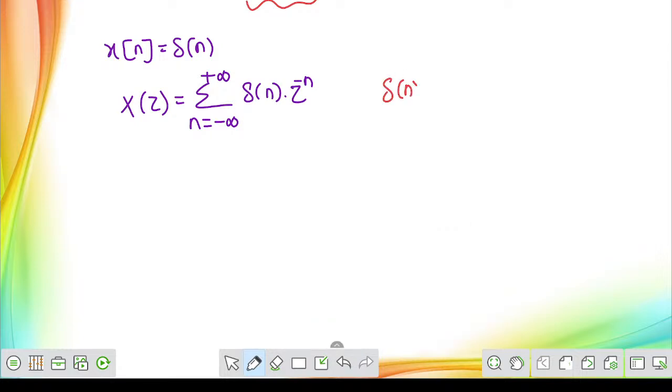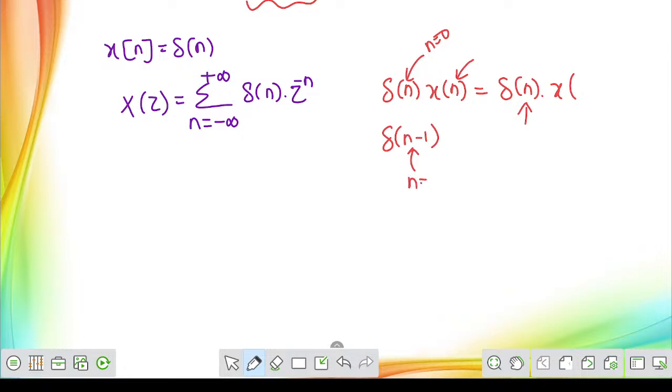If del of n is multiplied with x of n, then the resultant value, what do you have to write, sir? This function will be rewritten as del of n into, what is the position of x of n? x of n will exist at the position of del. Since del of n means the function exists at n equal to 0. If del of n minus 1 is given, then this function exists at n equal to 1. So this can be written as del of n into x of 0 only.